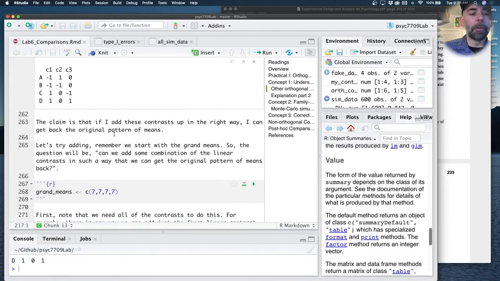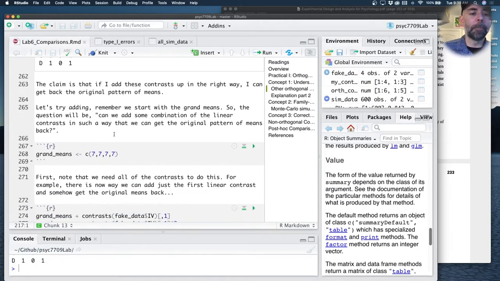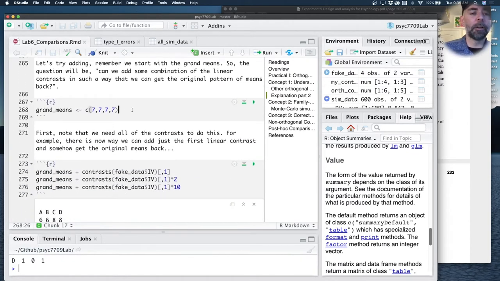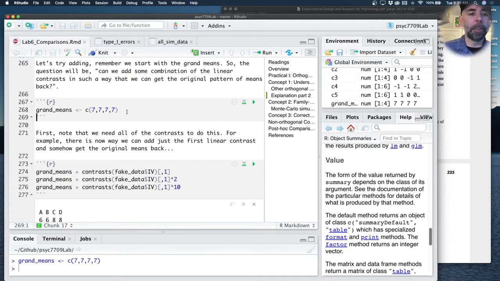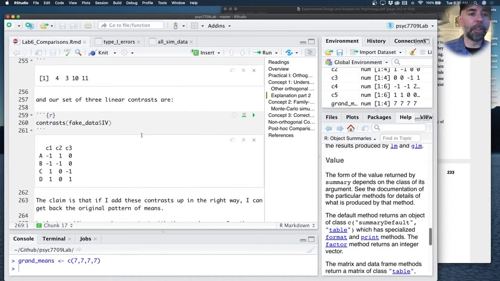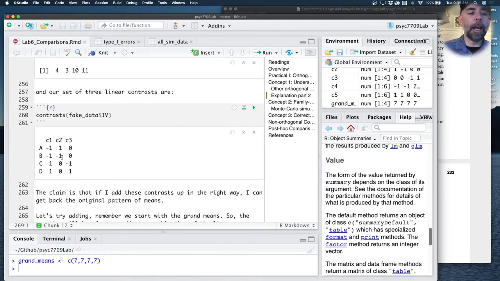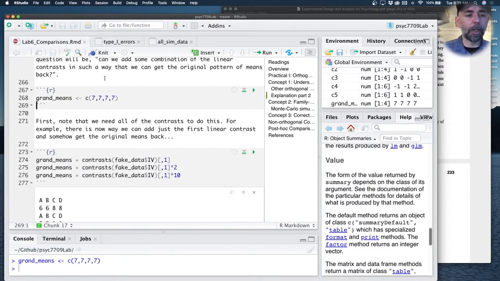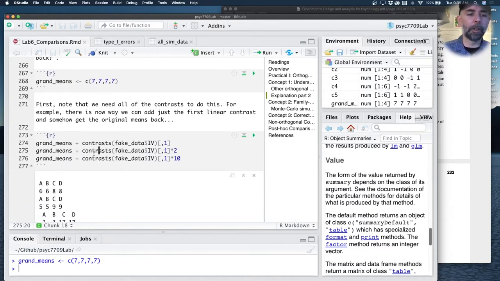So remember, we're doing this all in terms of the grand mean. So basically the idea is we're going to start off with four sevens. So that's the grand mean of these four numbers. And by adding in combinations of these contrasts, we're going to create deviations off of those sevens. And if we add in the right amount of each of these, we will be able to get back these four numbers. Let's try it out just to kind of get a sense of what I'm talking about.